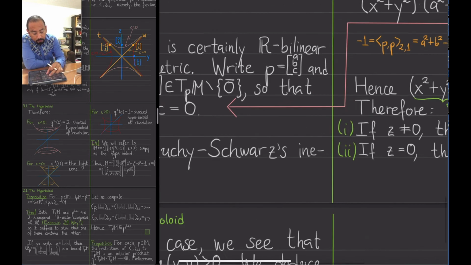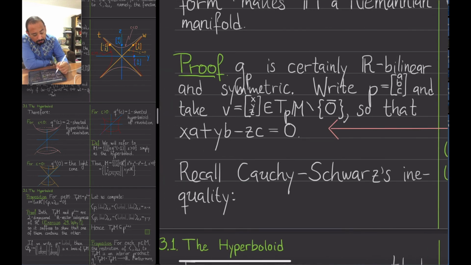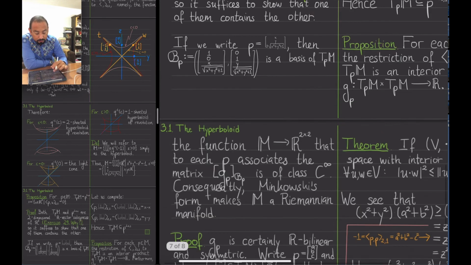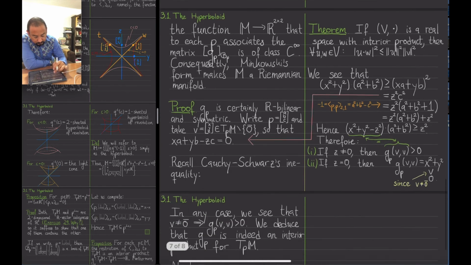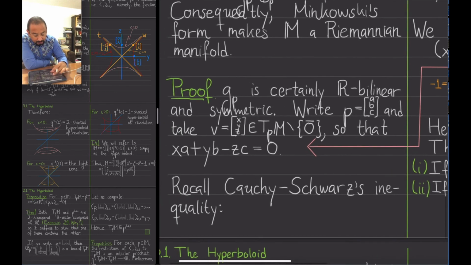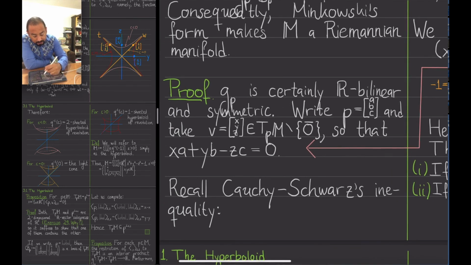Okay, so now we write, instead of x, y, z, I'm going to write the point as a, b, c. So in these computations, x becomes a and y becomes b. Okay, so we will just keep that in mind. And now I take a non-zero tangent vector, and I write it as x, y, z.